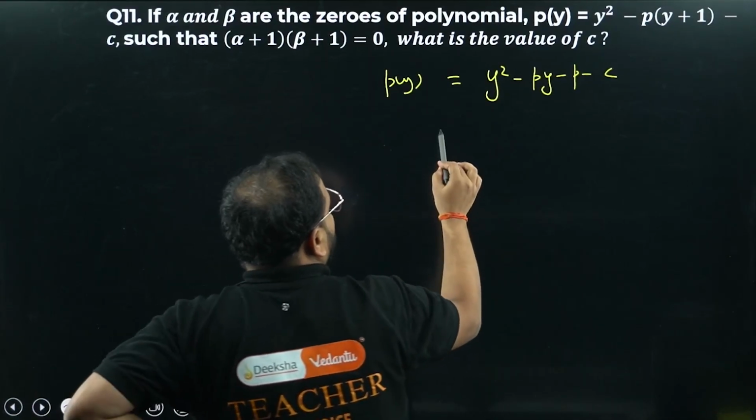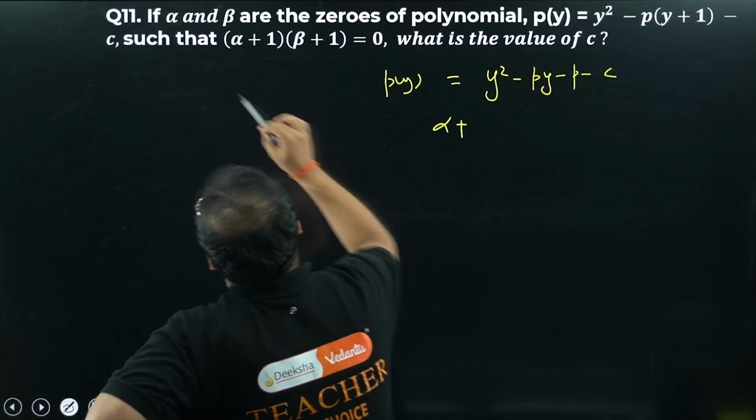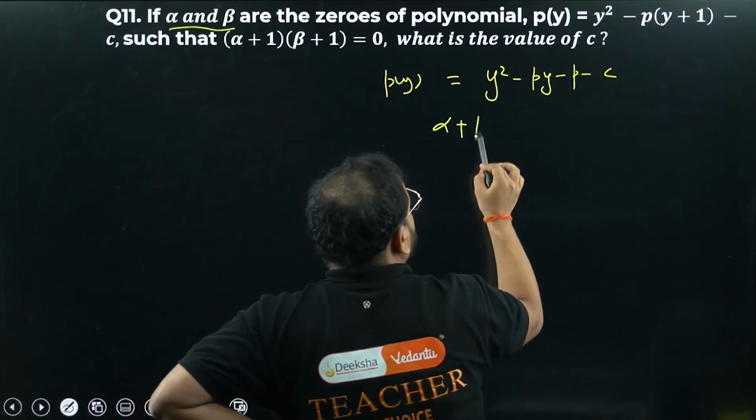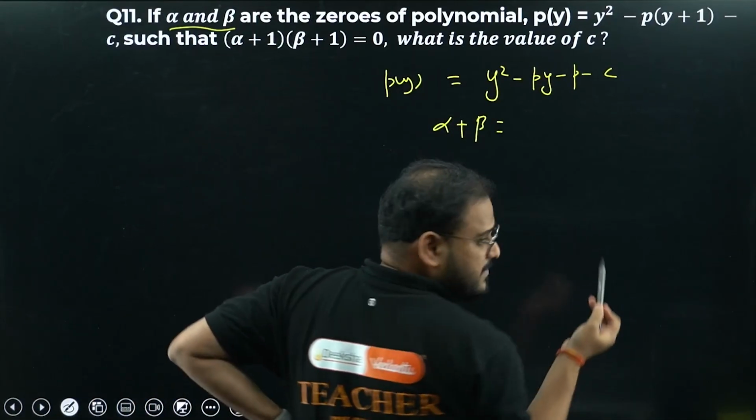What's the sum of the zeros then? Alpha and beta are the given zeros. So alpha plus beta will be what? Minus b by a, right?